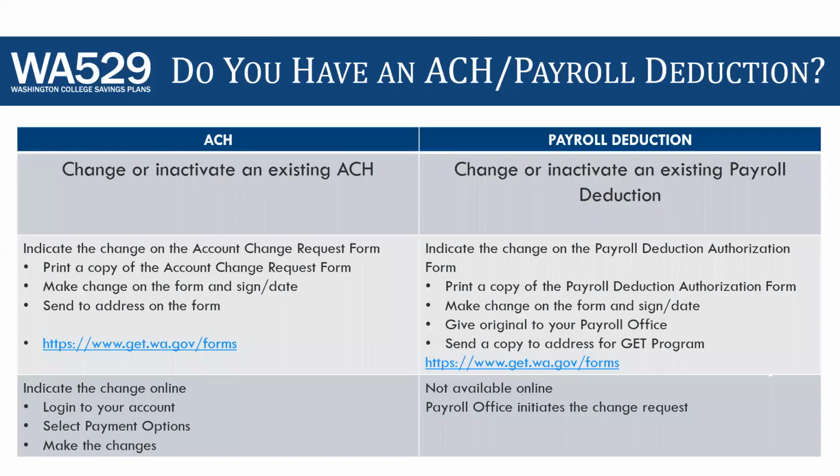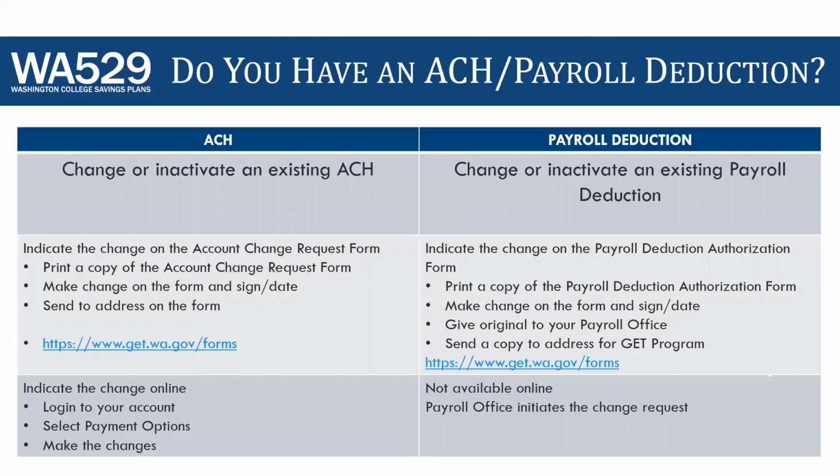Most accounts are set up with some kind of automatic payment. So if you have an automatic monthly bank withdrawal, also known as an ACH, or a payroll deduction, you'll have to make sure to change or inactivate that. If you have an ACH, that can be changed on the actual account change request form, or you can log into your account online and find the Payment Options tab to make the appropriate change to either inactivate or change the withdrawal amount each month.